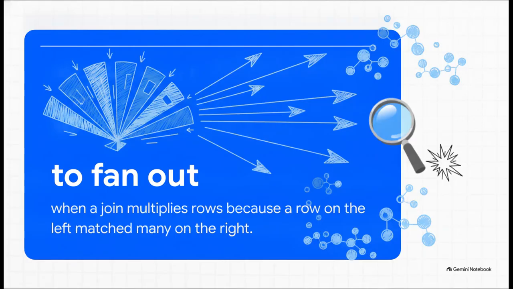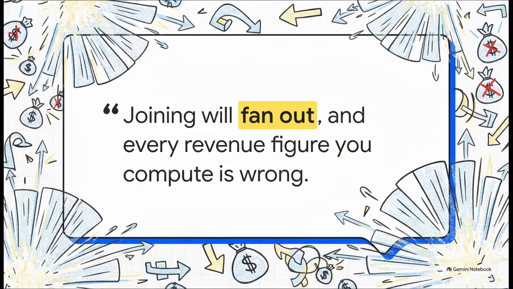Which brings us to our next crucial term, and it's a big one, to fan out. A query fans out when a join multiplies rows because one row on the left matched many on the right. Your row count blows up, it fans out. And the crazy part? It does it without throwing any errors whatsoever. And this is exactly what creates that triple revenue nightmare we opened with.